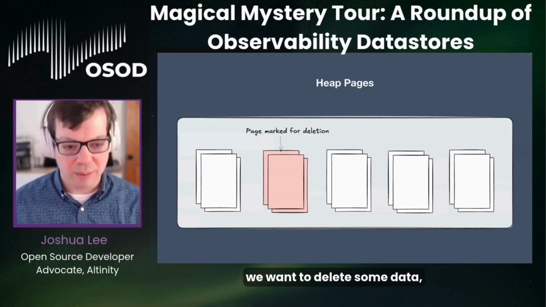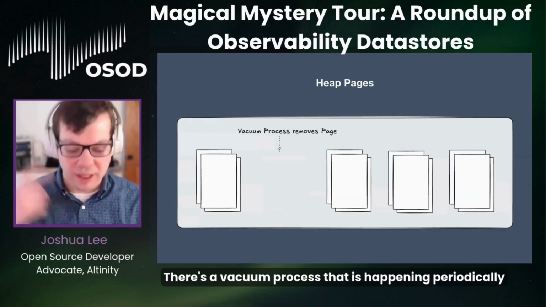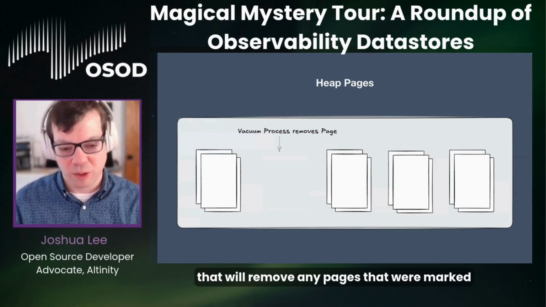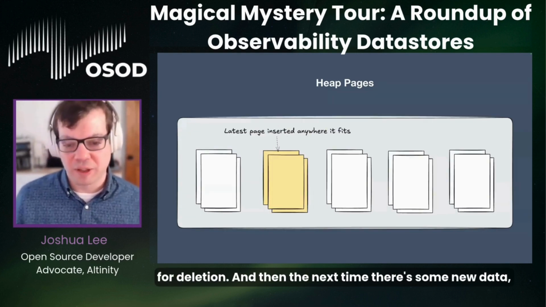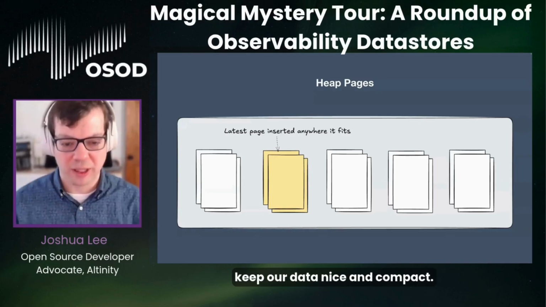Say we want to delete some data, we mark a page for deletion. There's a vacuum process that is happening periodically that will remove any pages that were marked for deletion. And then the next time there's some new data, it gets inserted into the first empty spot so that we keep our data nice and compact.